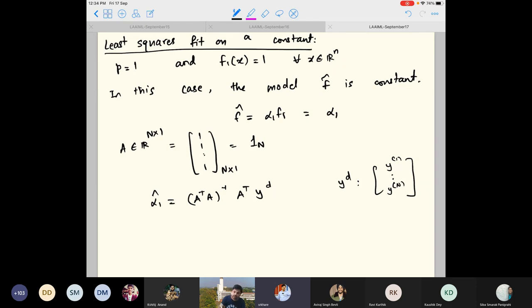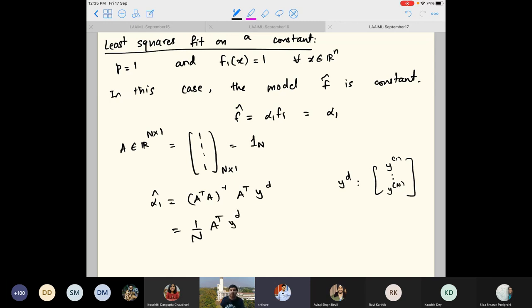You know what is matrix A. What is A transpose A? It's going to be a scalar, right? It's going to be a scalar, is it not? Yes, sir, it will be 1 into 1 scalar. So what is that scalar? It is capital N, right? And the inverse will be 1 by N. So the inverse will be 1 by capital N into A transpose YD.